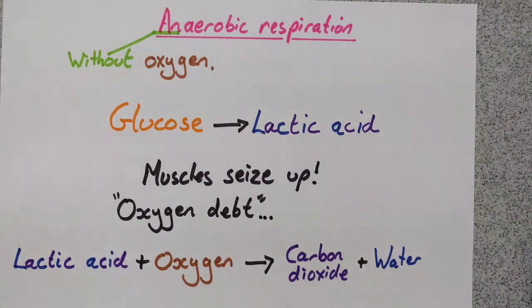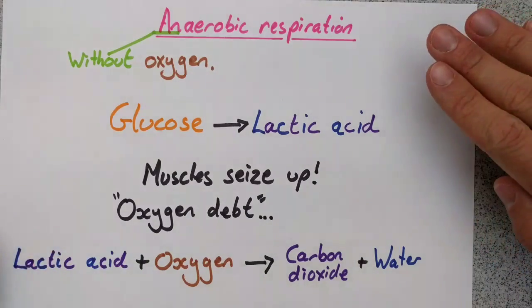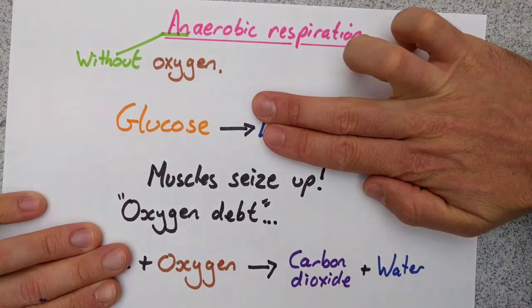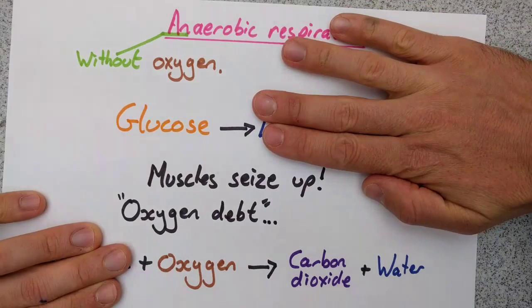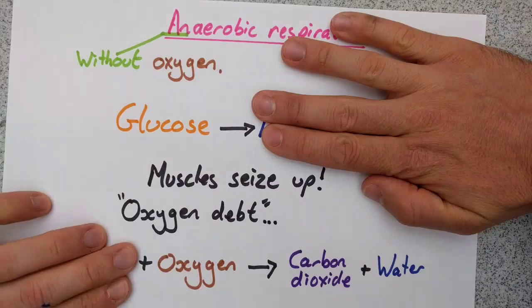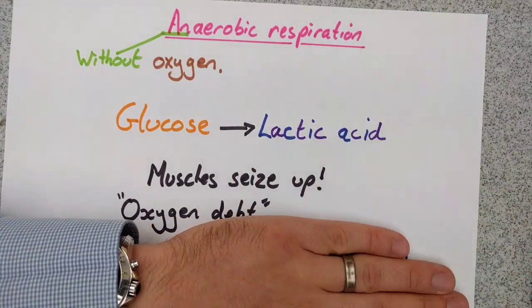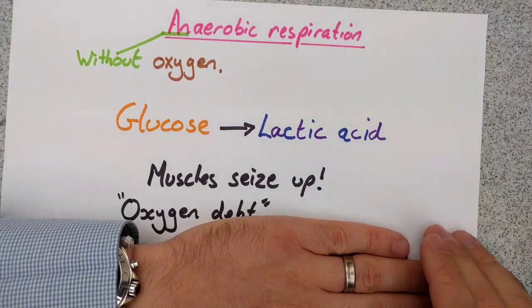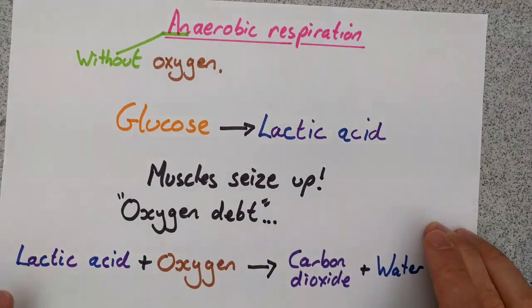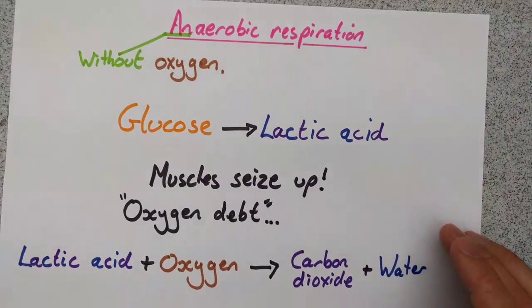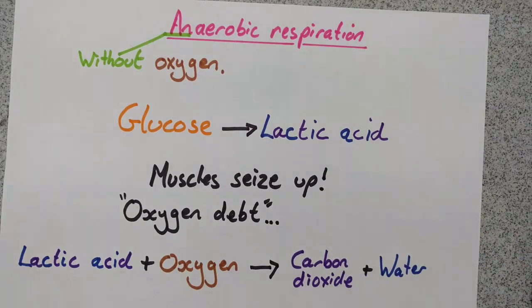So in truth, you can look at anaerobic respiration as going halfway through aerobic respiration. If you take this part out, there, glucose plus oxygen makes carbon dioxide and water. If you don't have enough oxygen, you can't do the rest of it, but your body's still able to release energy and produce some lactic acid. You've got to get rid of that lactic acid, remember, so the lactic acid is reacted with oxygen and then releases some carbon dioxide and some water.